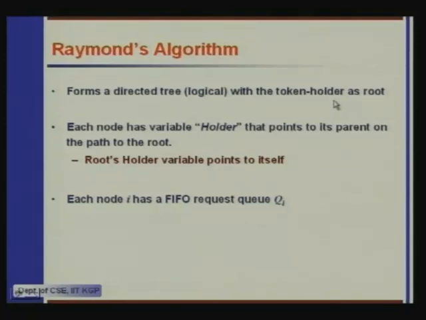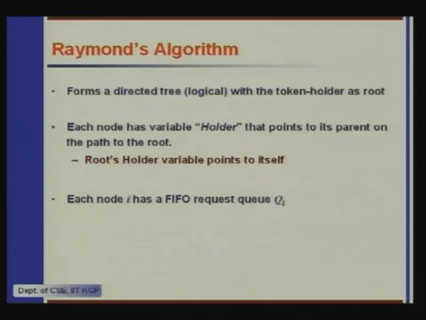Now, the token, whenever it moves, will cause the tree to be readjusted in such a way that the holder of the token will always be the root of the tree. And it is a directed tree where the token holder is the root. So, the token holder has out degree 0. The out degree of the token holder is always 0, because it is the root. That is how it will be organized.